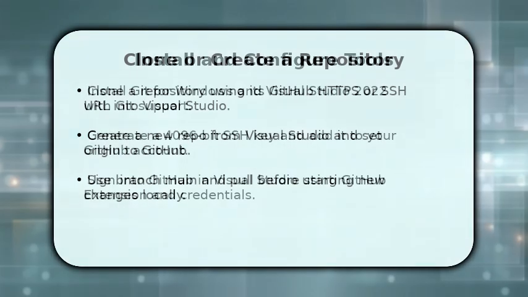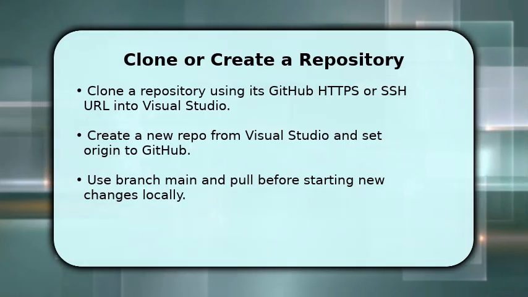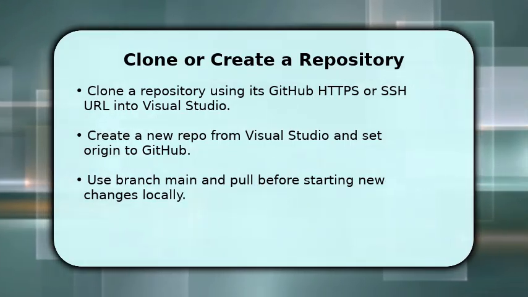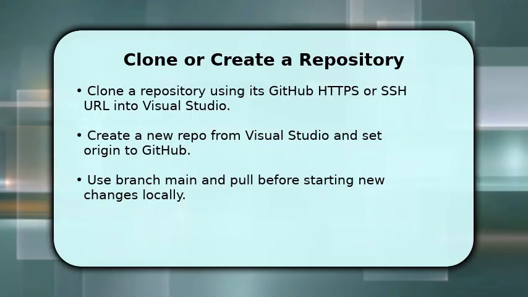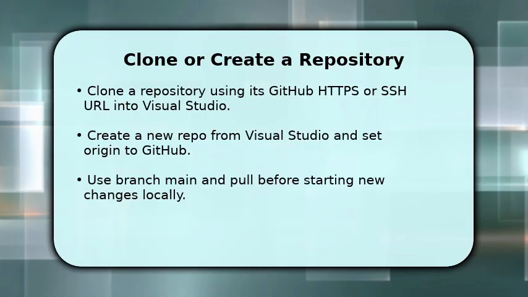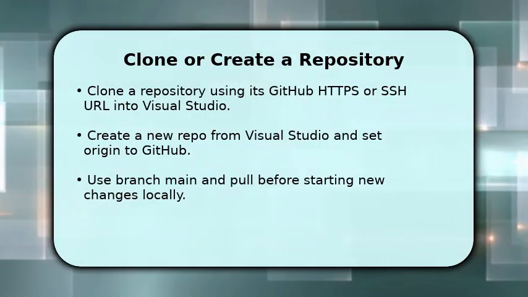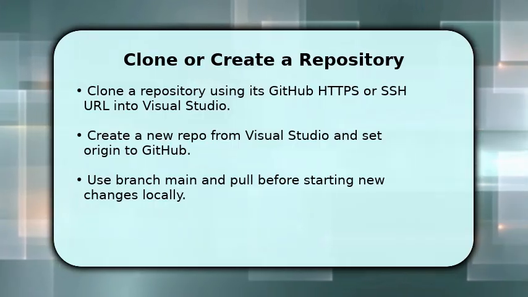To work with code, clone an existing repository using the GitHub HTTPS or SSH URL into Visual Studio. Alternatively, create a new repository from Visual Studio and select GitHub as the remote host during setup. Set the remote origin to the repository URL and confirm the branch is main before committing changes.